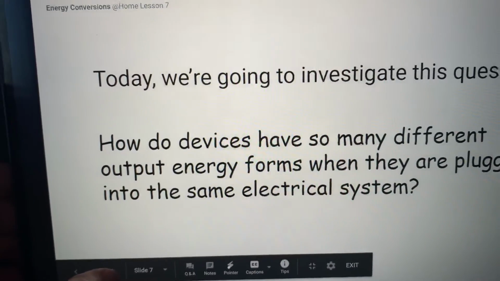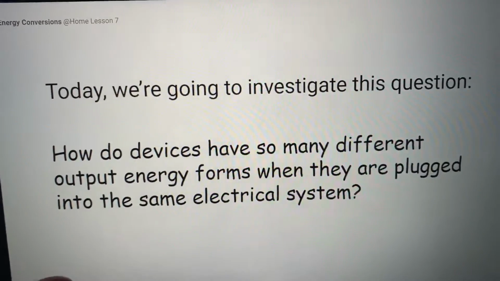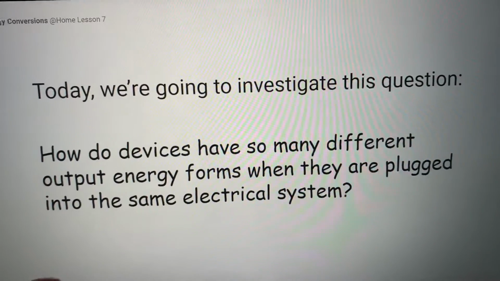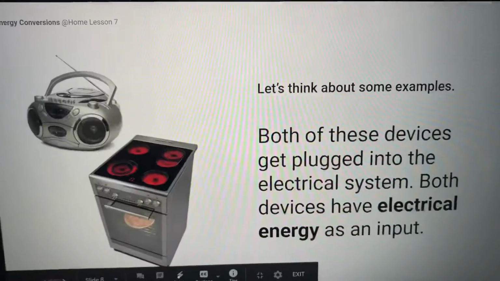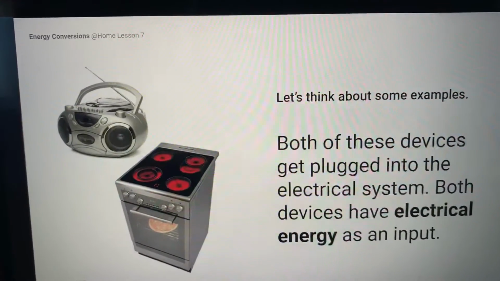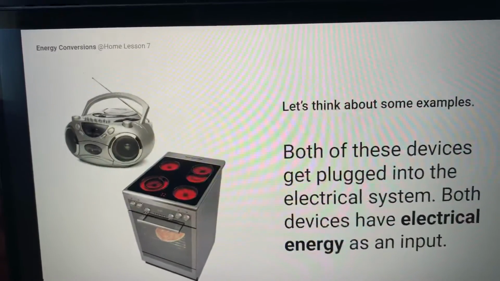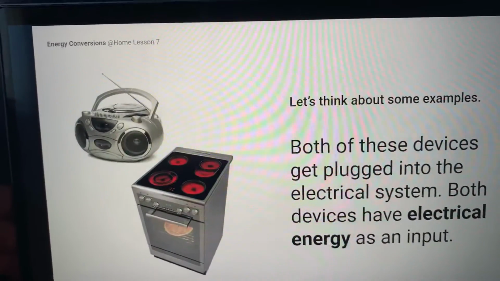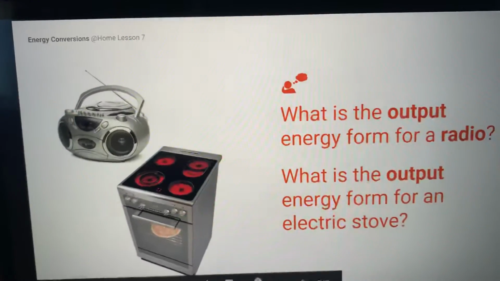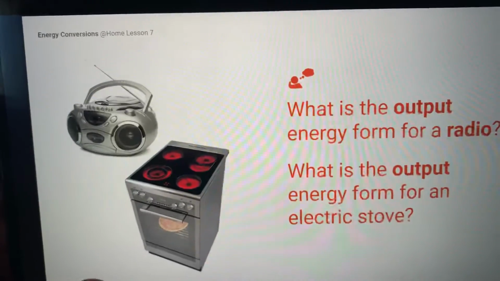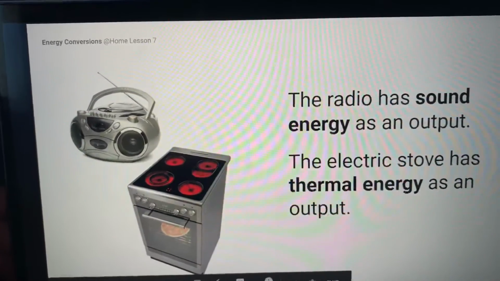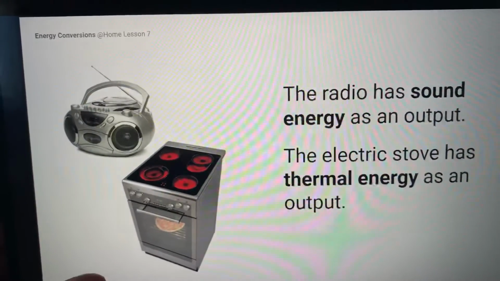Today, we're going to investigate this question: How do devices have so many different output energy forms when they are plugged into the same electrical system? So we read about the stove and we read about the music player, right? Both of these devices get plugged into the same electrical system. Both devices have electrical energy as their input. However, their output is different. What they produce after they've been plugged in and turned on are different types of energy. The radio has sound energy and the stove has thermal energy, heat.